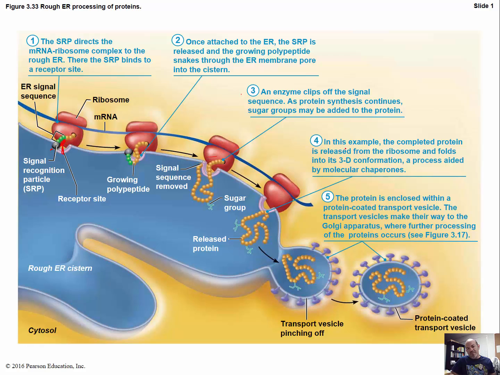And then in this example, the completed protein is released from the ribosome and folds into a 3D conformation, a process that will be aided by molecular chaperones. So there'll be proteins or molecules within here that will help aid in the folding of this. And then in step 5 here, the protein is going to be enclosed within a protein-coated transport vesicle. And the transport vesicle will make its way to the Golgi apparatus where further processing of the protein occurs.